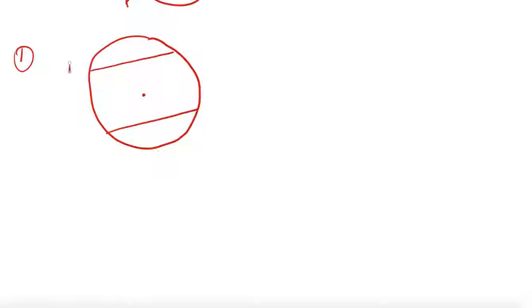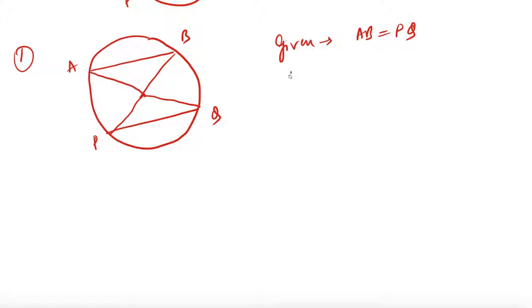As per the first theorem, let us consider a circle. This is my center, this is my one chord, this is my another chord, AB, PQ. Let me join both of them with the center. Now, it is given that AB is equal to PQ, and we need to prove that, say this point is O, angle AOB is equal to angle POQ. Now, let us see how to prove that.